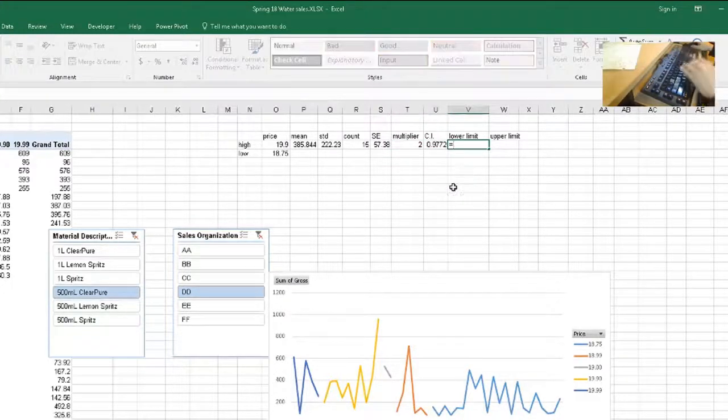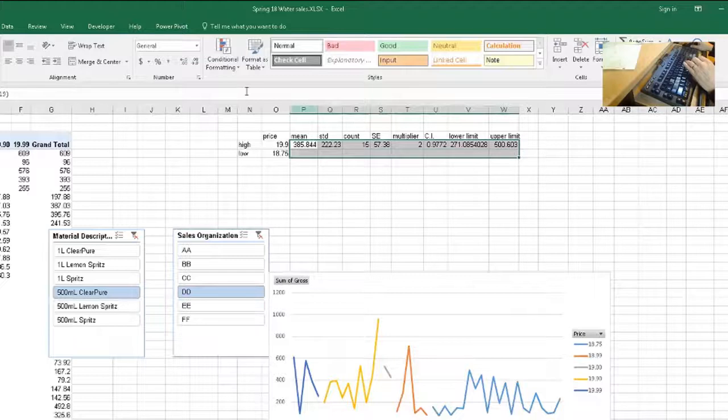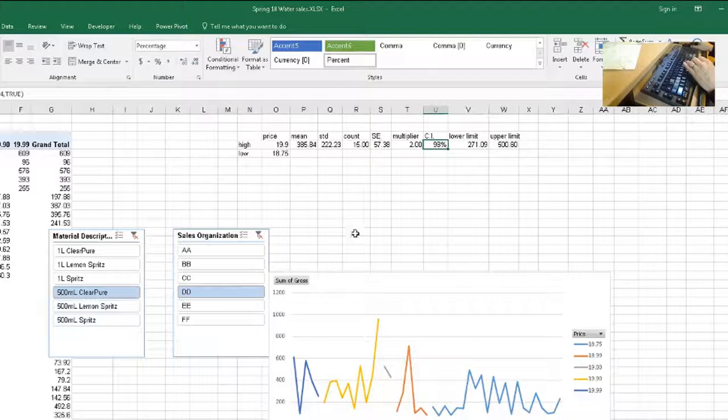Then the lower limit is going to be the mean minus the multiplier times the standard error. So I'm subtracting it. And the upper limit is going to be the mean plus the multiplier times the standard error. And I've got quite a bit of resolution in here. I'm going to make that so it doesn't look like we're so precise. And this is actually a percent, so I'll make that a percent.